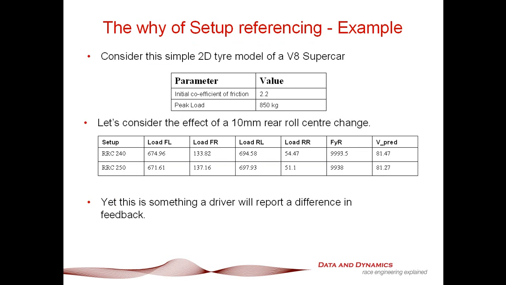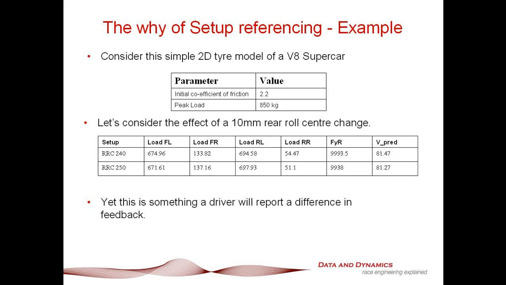I'm going to illustrate this with a typical example of a V8 supercar. In reality, I could have used any other race car to discuss this, but I'm using a V8 supercar because I'm going to be discussing a well-known tire change that produces a noted impact. Typically we've got an initial coefficient of friction of about 2.2 and a peak load of about 850 kilograms. So we've shifted a typical Pajaca model to this, where coefficient of friction drops off linearly with load. Okay, so let's give it a 10 mil rear roll center change.